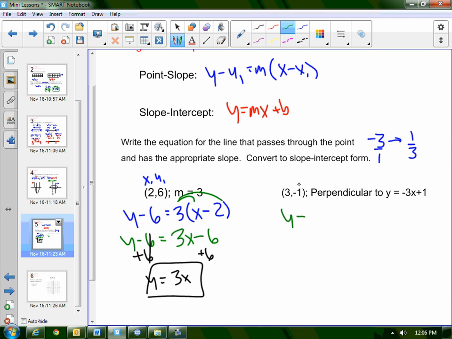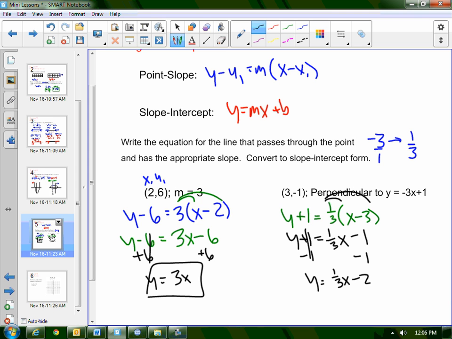So y minus, my y1 is negative 1, so y minus negative 1, we'll write that as y plus 1. 1/3 is the slope, and then x minus 3, and if I need to now convert this into slope-intercept, I'm going to distribute, so I have y plus 1 equals 1/3 x minus 1. 1/3 of 3 is 1, and then when I subtract 1 on both sides, I get y equals 1/3 x minus 2. And now I have this one in slope-intercept. And again, I couldn't tell you the slope-intercept just by looking at it, but when I convert from point slope, now I have the y-intercept. So we're done.